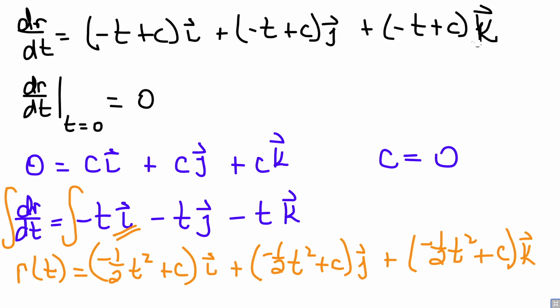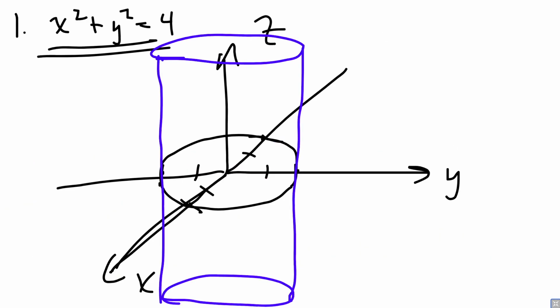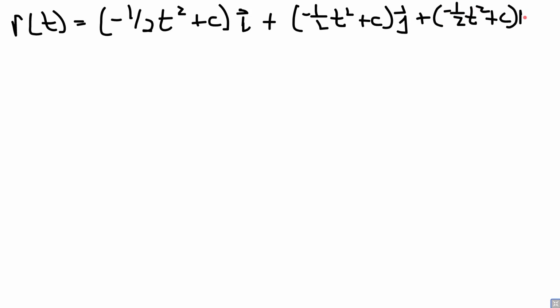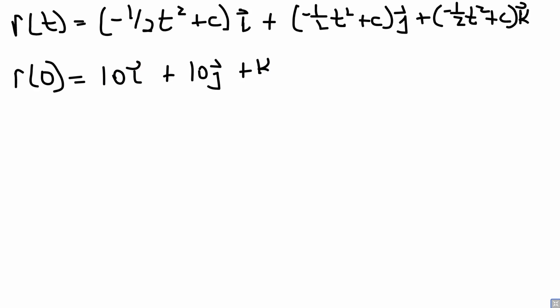Okay, so we're going to finish up. So we know that r of t is equal to negative 1/2 t squared plus c in the I direction plus negative 1/2 t squared plus c in the j direction plus negative 1/2 t squared plus c in the k direction. So we're going to use the other initial condition that we were given, which was that r of 0 is equal to 10 in the I direction plus 10 in the j direction plus 10 in the k direction.